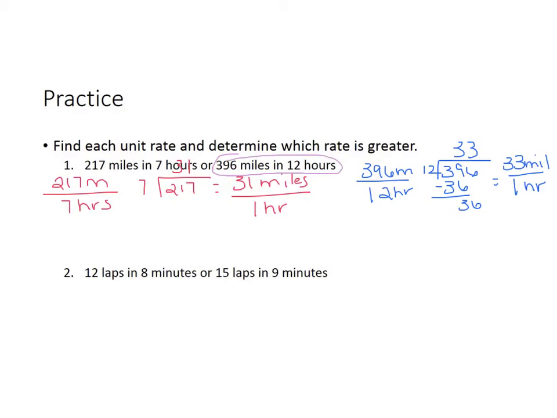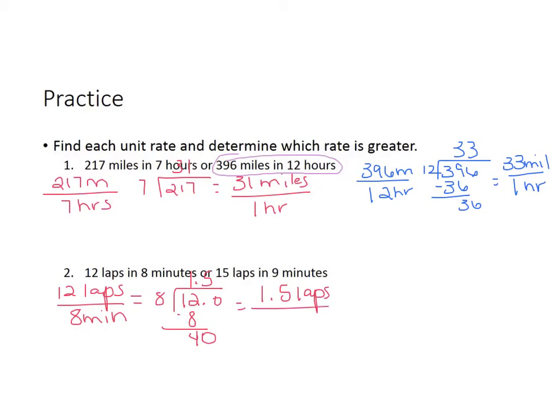Problem 2: 12 laps in 8 minutes or 15 laps in 9 minutes? Well, let's write them both as a rate. We have 12 laps in 8 minutes. So if we break that down, that's 12 divided by 8. Bring down your decimal. So that's going to be 1.5 laps for every 1 minute.